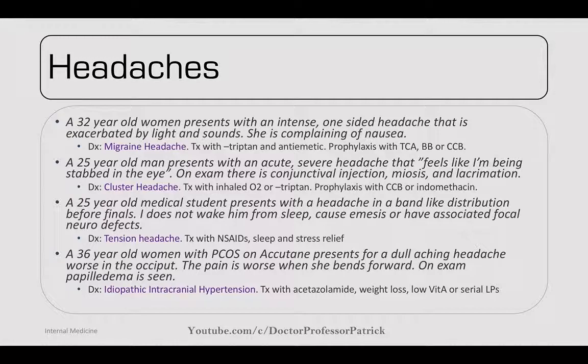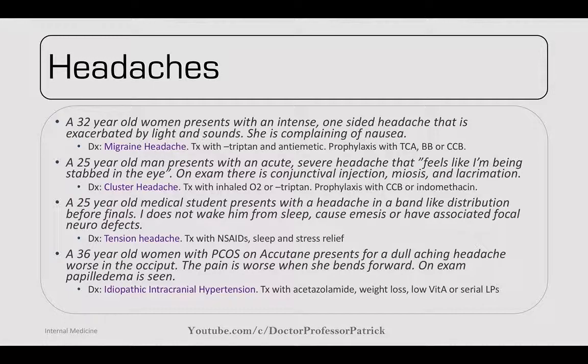Moving into headaches, this case is a 32-year-old woman presenting with intense one-sided headache that is exacerbated by light and sound. She's complaining of nausea. This is classic for a migraine headache. You can treat these with any of the triptans and also antiemetics if needed. Some of the prophylaxis for this would be TCAs, beta blockers, or calcium channel blockers.